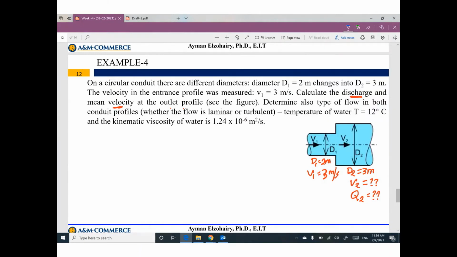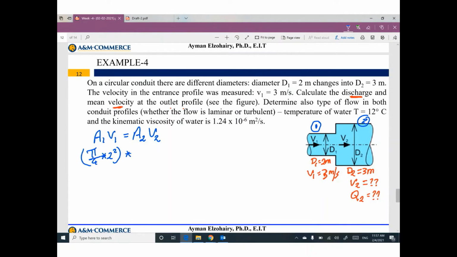That's fine. I believe we have one pipe, so at cross section number 1 and cross section number 2, area 1 times V1 equals area 2 times V2. This is the key to solve this type of problems. What is the area 1? Pi divided by 4 times diameter squared, 2 squared.